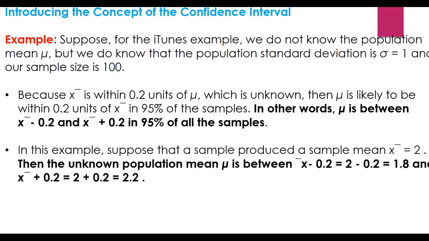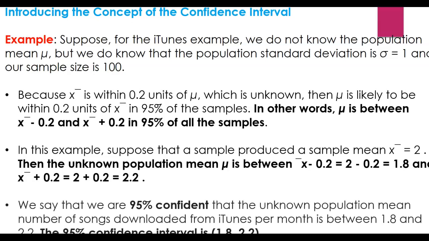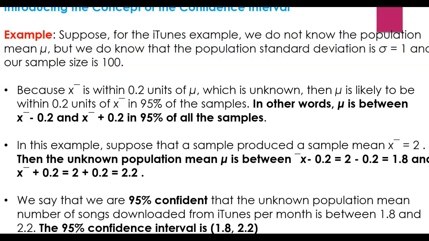So in this example, suppose that a sample produced a sample mean of x bar equals 2. Then the unknown population mean, mu, would be between x bar minus 0.2, which is 1.8, and x bar plus 0.2, which is 2.2. We say that we are 95% confident that the unknown population mean, number of songs downloaded from iTunes per month, is between 1.8 and 2.2. The 95% confidence interval is 1.8 to 2.2. So this isn't a point, as in graphing. This is an interval, as in it goes from 1.8 all the way up to 2.2.